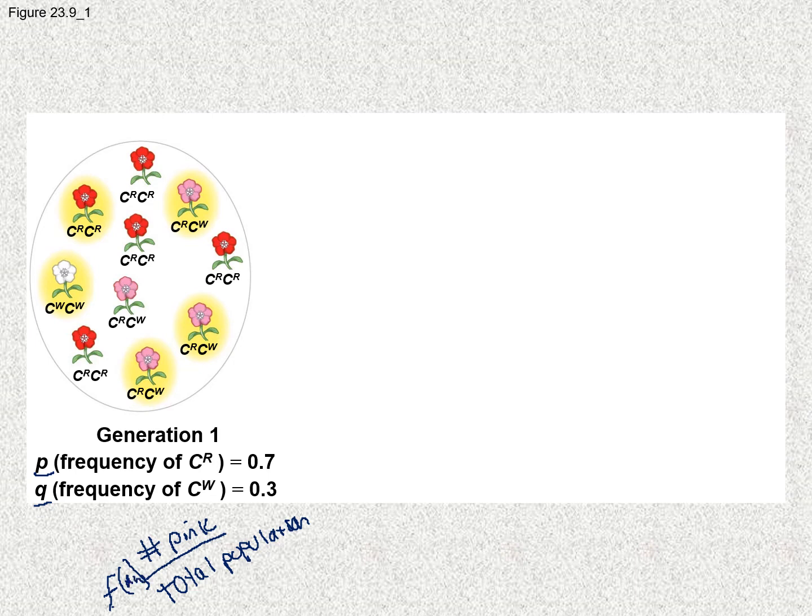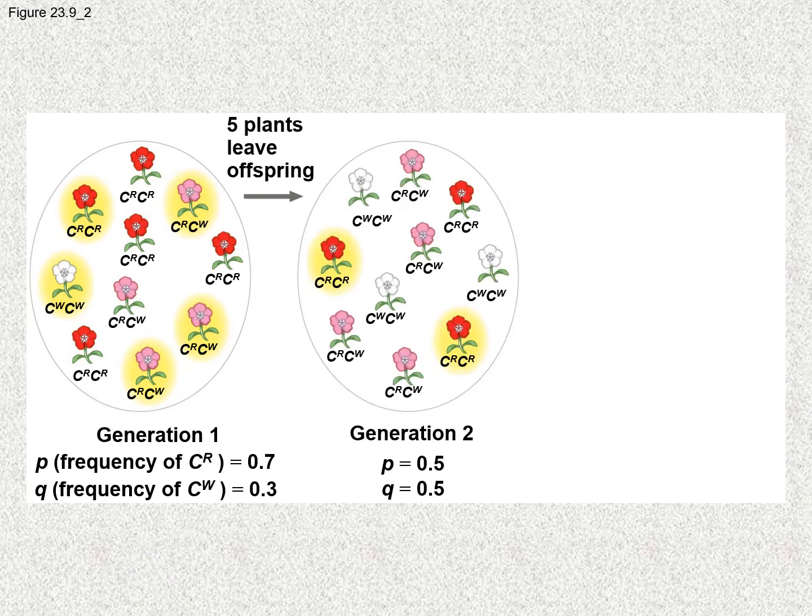Now, the highlighted ones are the ones that are going to be contributed to the next generation. Okay, so we've got 3 pink and 1 white and 1 red. So this is the result. So only those are contributed. If everyone contributed, the population frequencies would probably be the same. Okay, but only certain ones did contribute to the next generation. This happens in most populations. Not everybody reproduces, right? So now we have frequencies of 0.5 and 0.5 for the dominant and recessive alleles.